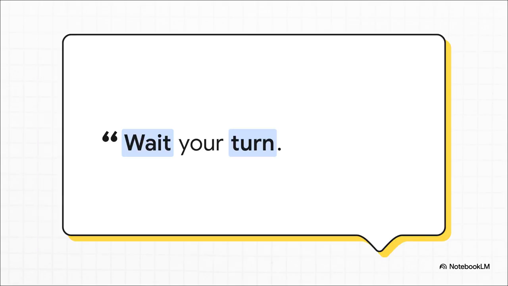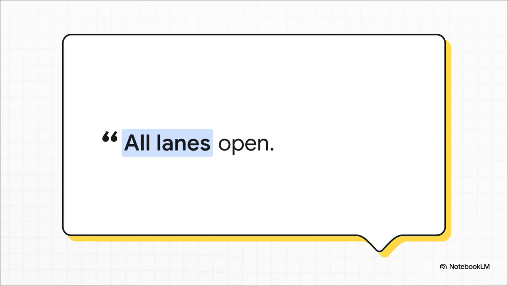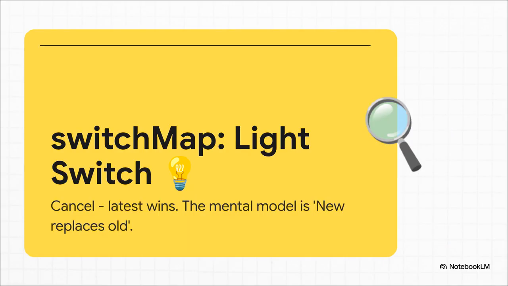So if you remember one thing about concat map, make it this. Wait your turn. It's all about guaranteeing order and making sure one thing finishes before the next one starts. Okay, next is merge map. This is our parallel behavior. Picture a giant highway with tons of open lanes. Every car can just merge and go for it all at the same time. It's pure speed and efficiency. Who finishes first doesn't matter, just that everyone gets going. That's the key. The mental shortcut for merge map is simply all lanes open.